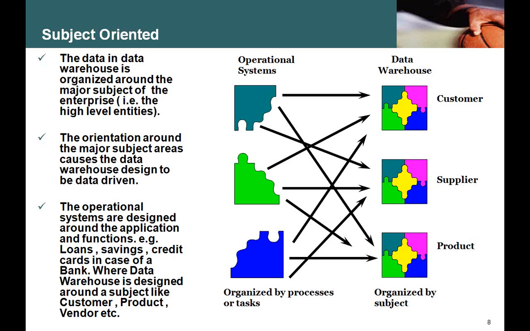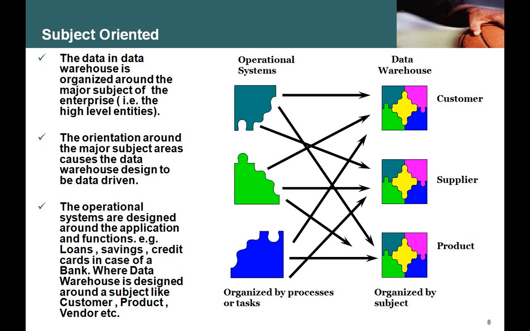But you take that subject data to one place in the warehouse. Subject wise, you organize customer data in one place. That might come from different systems or different corners of your organization, not from just one. Supplier data, wherever you have it, you collect and keep under one subject, and the same with product data. So the organization of data is different here, very different when you compare with operational systems.